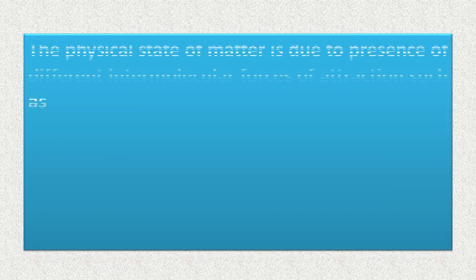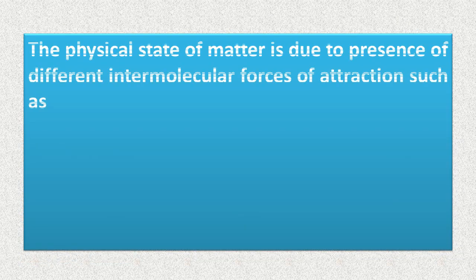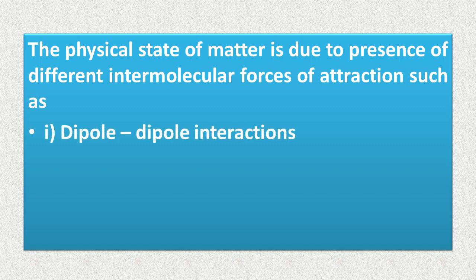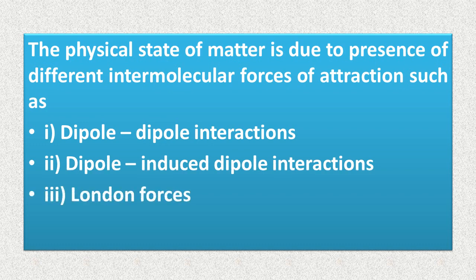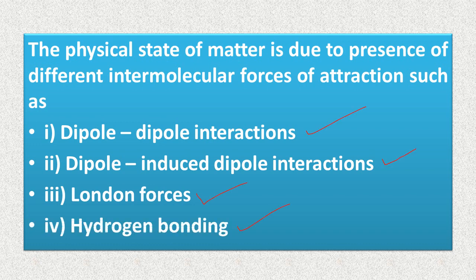The physical state of matter is due to the presence of different intermolecular forces of attraction, such as dipole-dipole interaction, dipole-induced dipole interaction, London force, and hydrogen bonding. All these four kinds of intermolecular forces of attraction we have already learned in class 11 in the chapter of states of matter. So today we are going to start states of matter.